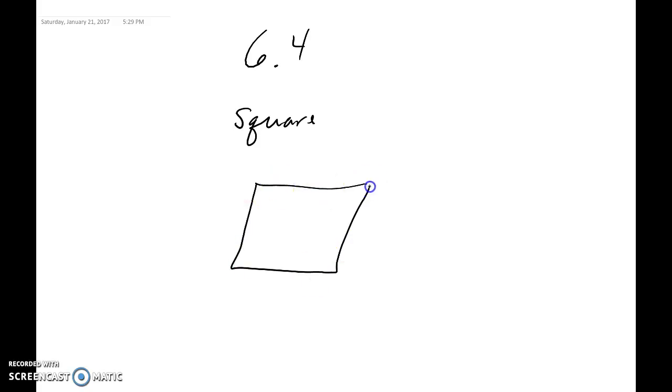All right, now the last one that we're going to talk about, we're still in section 6.4, is a square. Now a square, just like a rhombus and a rectangle, is a parallelogram. So same thing I drew up before, a square has all of the characteristics, meaning the opposite sides are parallel, the opposite sides are congruent, the opposite angles are congruent, consecutive angles are supplementary, and the diagonals bisect each other.